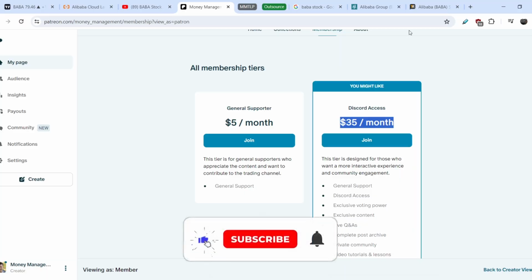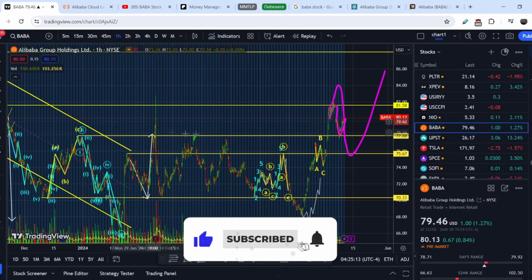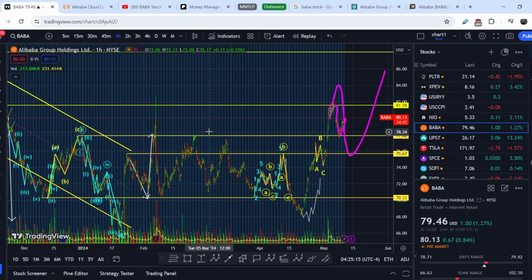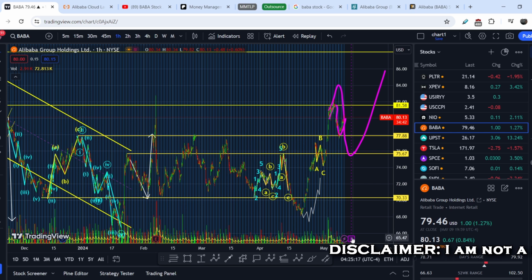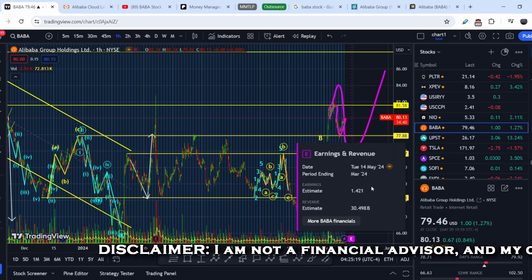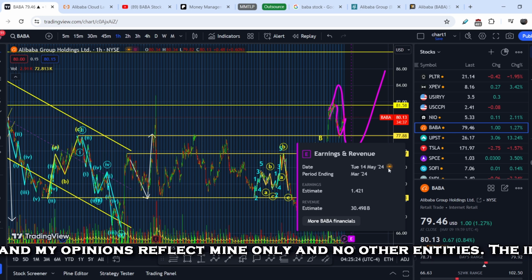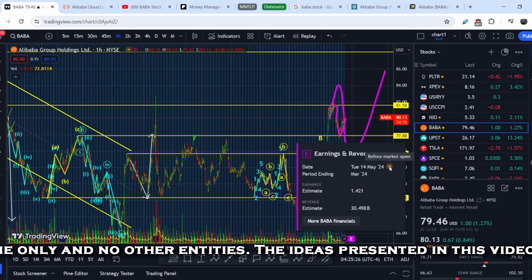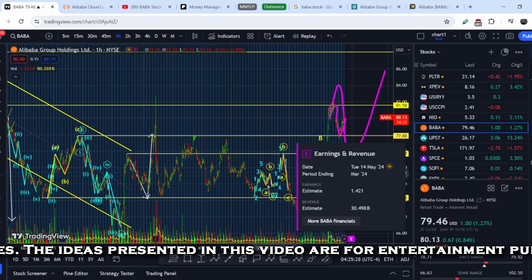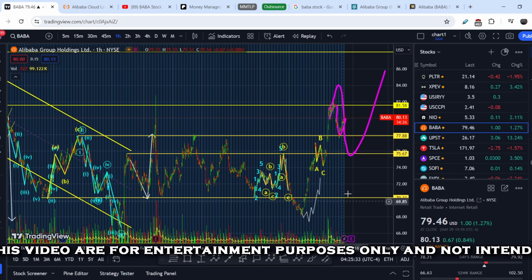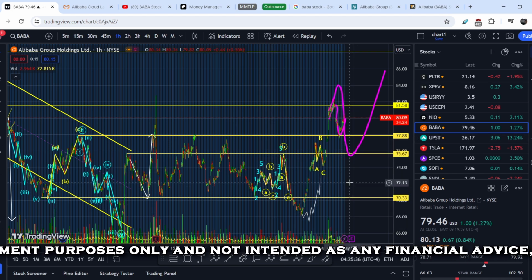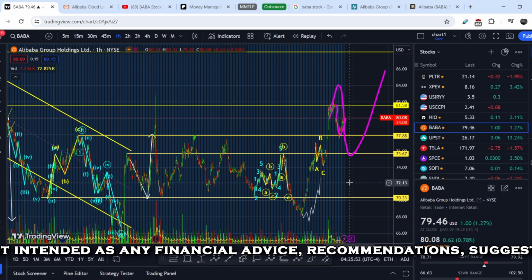So let's continue with the fundamental news. What news might be the catalyst for this asset for the upcoming week? Definitely the most important one is their earnings report that will be published on May 14th before market open. And definitely this earnings report will tell you a lot, especially their guidance for upcoming quarters.